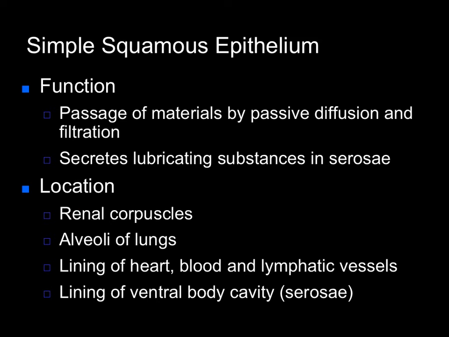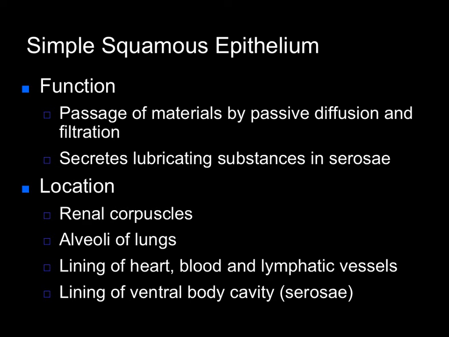So the function here is to pass materials by passive diffusion and filtration. I'll come back to this in a second. You're also going to secrete lubricating substances in serosa. The location is renal corpuscles, mostly in the kidneys, but also the main priority one here is the alveoli of the lungs, which are those air sacs. Now those are, once again, one cell thick.